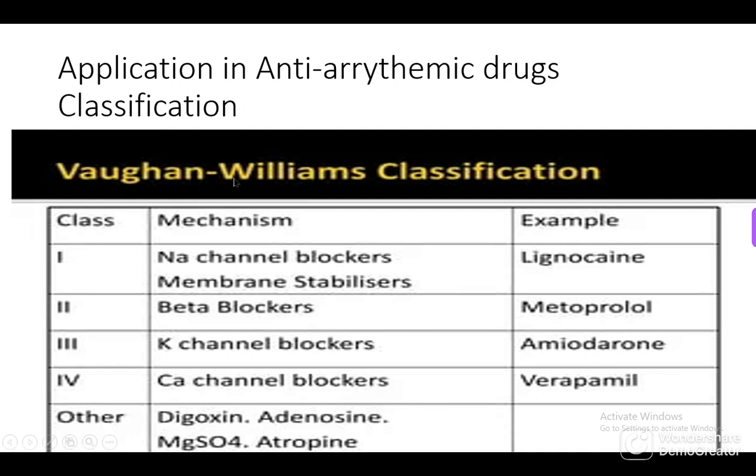Another application: look at the anti-arrhythmic drugs. Anti-arrhythmic drugs follow the Vaughan-Williams classification: class 1, 2, 3, 4, and others not classified. Class 1 is sodium channel blockers or membrane stabilizers, for example lignocaine, although they are further classified as 1A, 1B, etc. They are again dependent upon the sodium channel. Class 2, the beta blockers, are also related to channels, blocking the receptors. Receptor means that you are going inside, channels are again there. The third is the potassium channel blockers, like amiodarone.